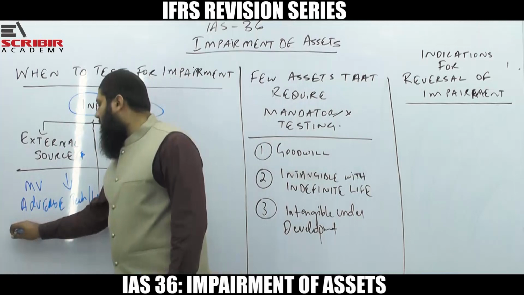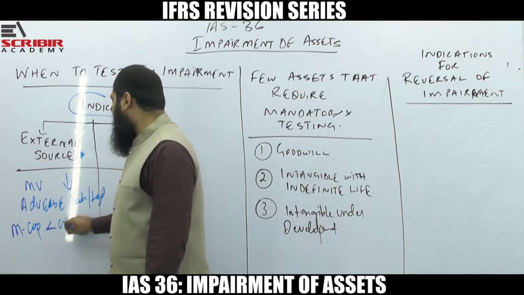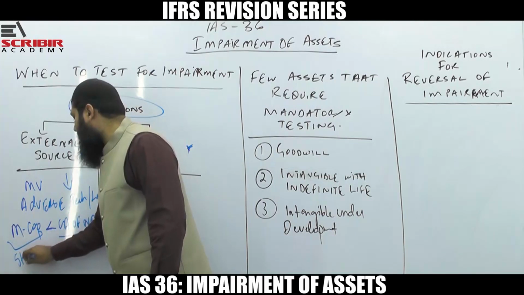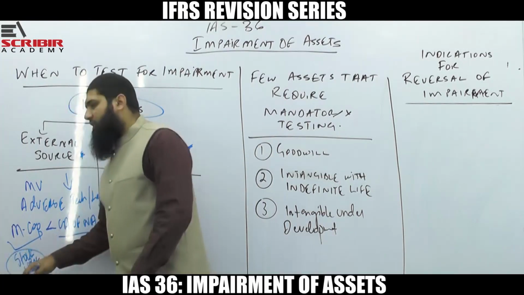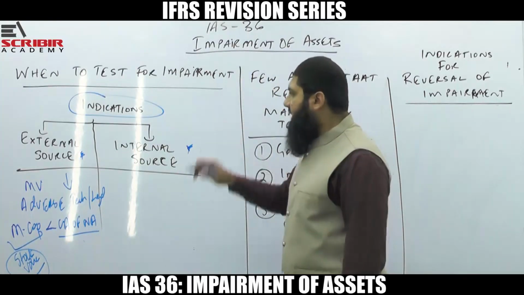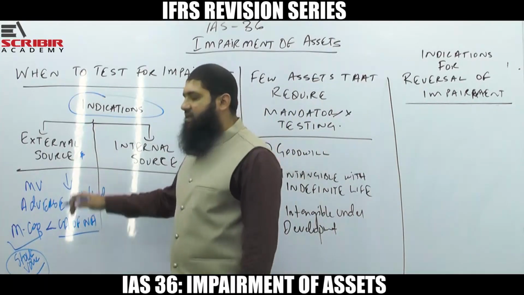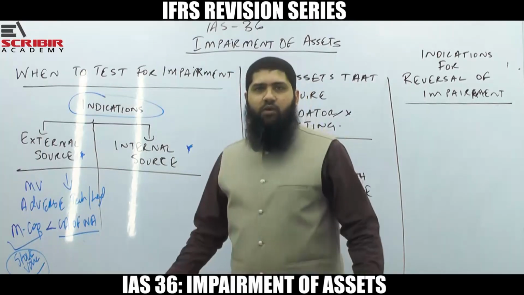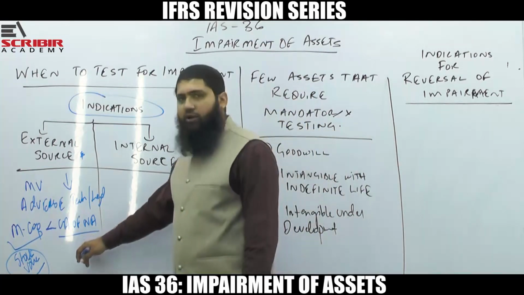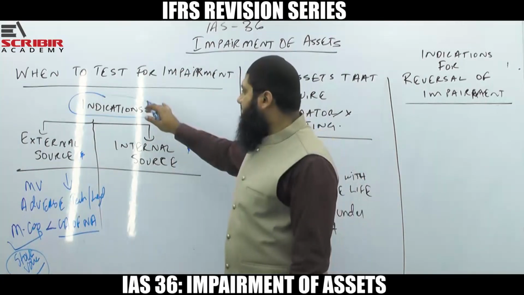Furthermore, there is another thing, which is that the market capitalization of the entity is less than the carrying amount of its net assets. What do you mean by market capitalization? Market capitalization means the stock exchange value of the company. So the total stock exchange value of the company is termed as market capitalization. When we talk about the indications of impairment, keep in mind that there could be external sources of indication: market value goes down, there is an adverse technological, legal, etc. change, or the market capitalization is less than the carrying amount of its net assets. These are the different things that ultimately indicate that there is an impairment.